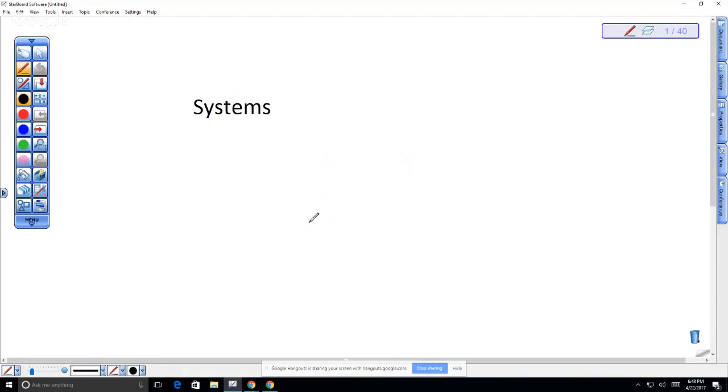So in your textbook, they talk about systems as being collections of storages and flows. So the storages would be where materials and energy stay for an extended period of time.